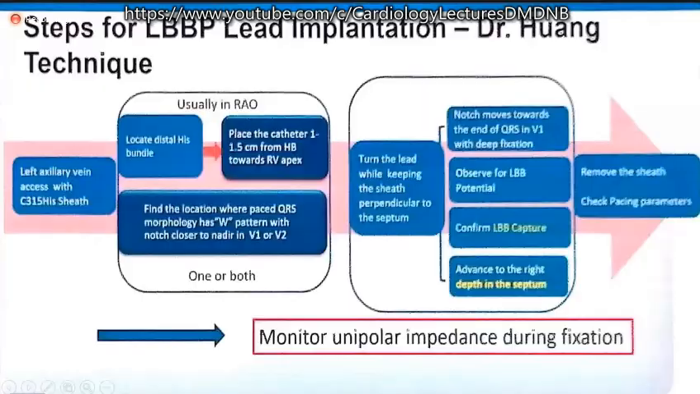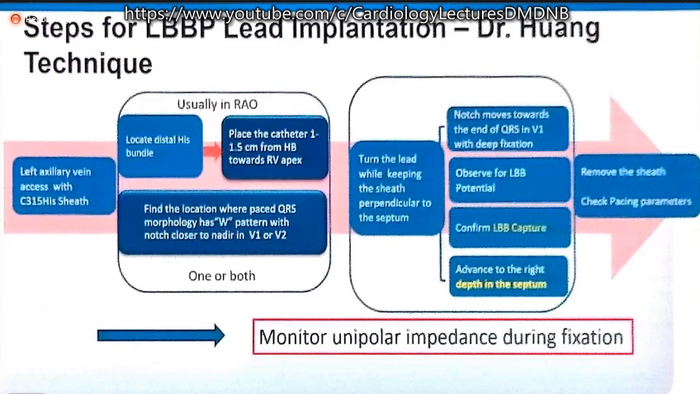So this is Huang's technique, where you take in the venous access. In the RAO position, you locate where the distal His is, and the typical target for targeting the left bundle trunk is 1 to 1.5 centimeters below, apical from the His bundle location. Pace this location. If the paced QRS has a W morphology with a notch close to the nadir in V1, then that's a site where you want to screw in.